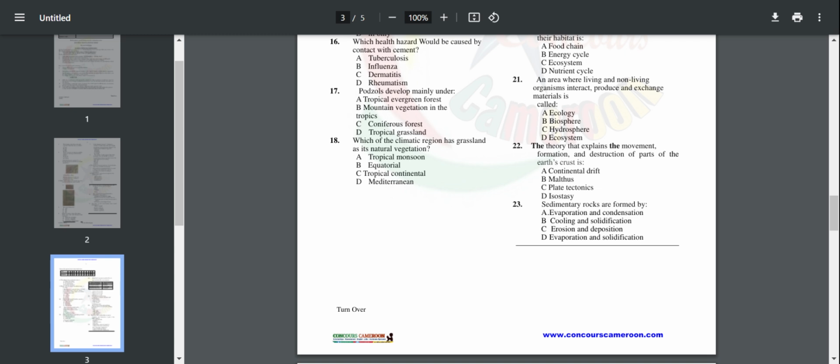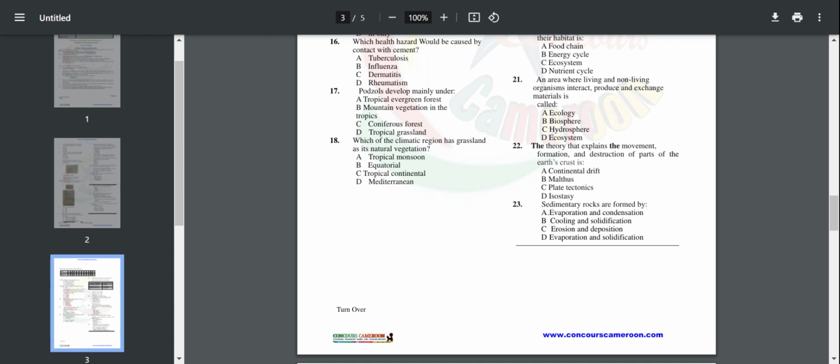Question 21. An area where living and non-living organisms interact, produce and exchange materials is called. The answer is D, which is ecosystem.